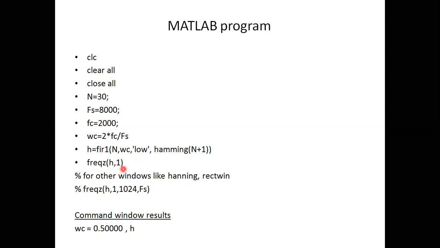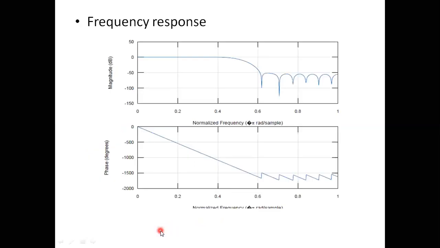So in the command window, you will get this omega c, the cutoff frequency. You will get 0.5, and this h means the coefficients of your filter. So many coefficients are there, so I have not shown all the coefficients here. You can run this program and see how many coefficients there are and what the values of those coefficients are. Next is your frequency response, meaning after running that program, what plots you are getting.